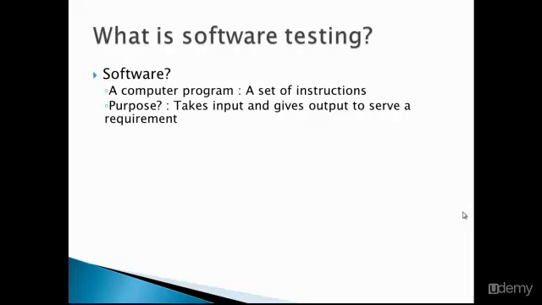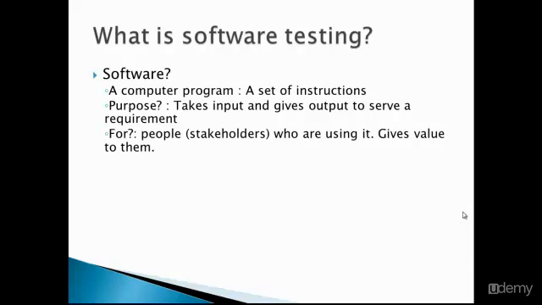So it takes the input and gives output to serve the requirement. The input here is the URL address, and the output is the rendered page on the viewing area of the Firefox application. The next key thing about software is for whom this software is. That is, the people and the stakeholders who are using it or involved in it, and definitely it gives them some value. That's why they want to have this piece of software.